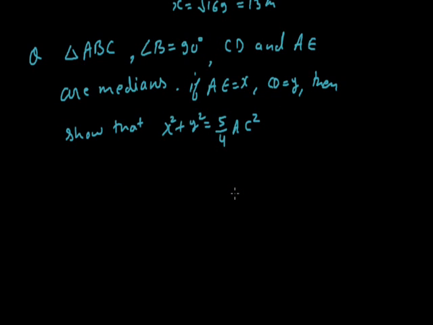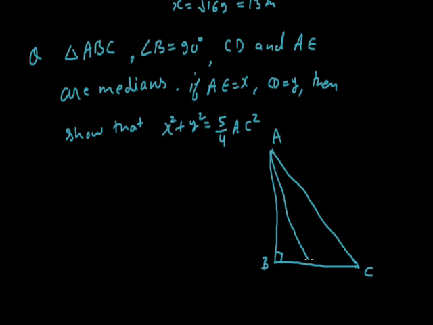Now first of all we draw the triangle ABC. Let's say this is our triangle ABC, right angle at B. Now AE is the median. Median means a line which divides the opposite side into two equal halves, that is BE equals EC. Now the length of this AE is given, that is the length of AE is X.